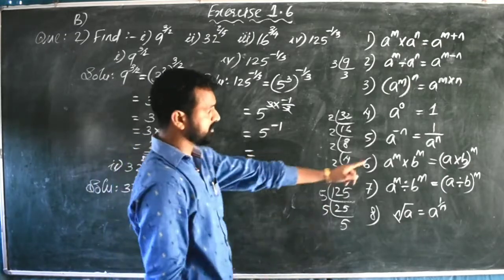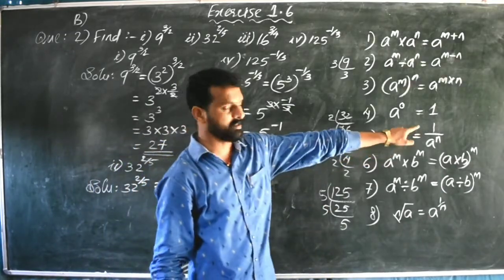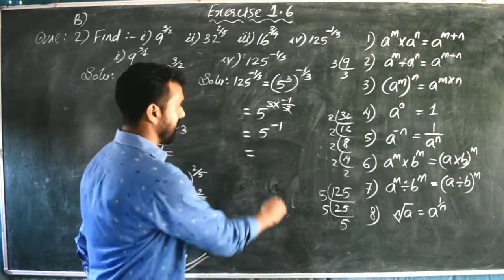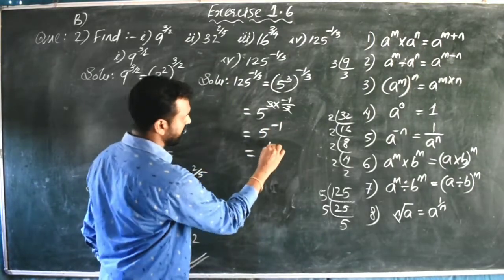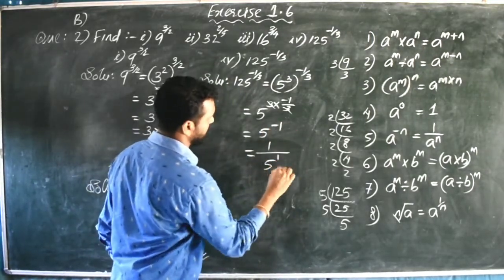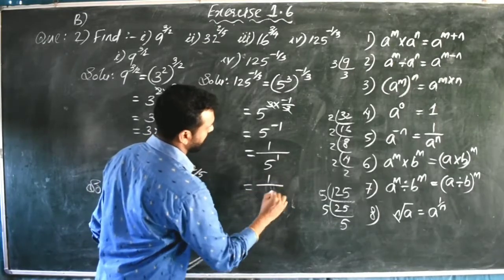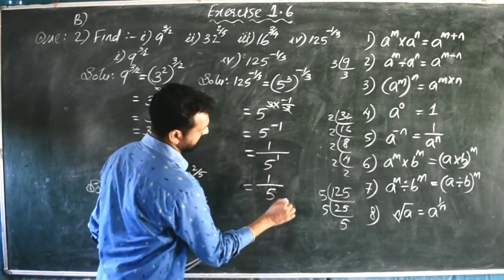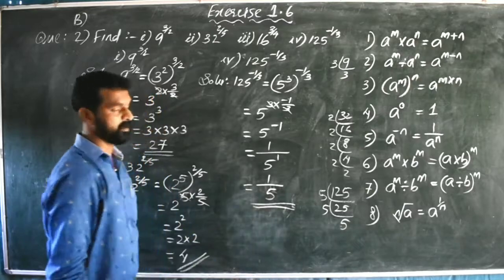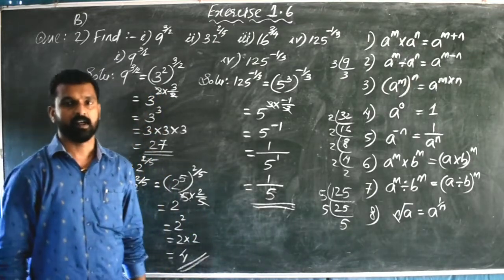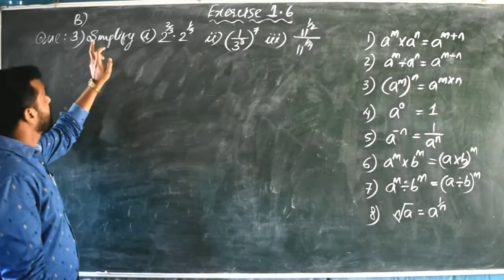Here we have to use this formula. A raised to minus n is equal to 1 divided by a raised to n. That is equal to 1 divided by 5 raised to 1. That is 5 only. So what is the answer? 1 divided by 5. Okay, now let's see question number 3.